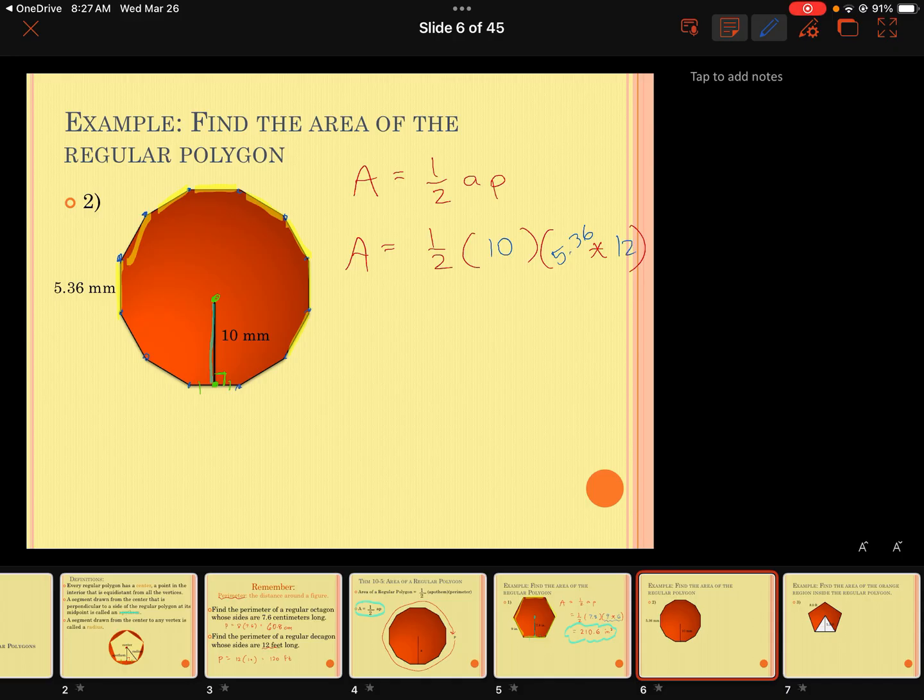Okay, now I have my calculator handy. You should too. If you don't have one, please get one. I'm going to type in 0.5 for 1/2, multiply it by 10, multiply that by 5.36, and multiply that by 12. I'm going to get an answer for my area, and this is exact, 321.6 square millimeters.